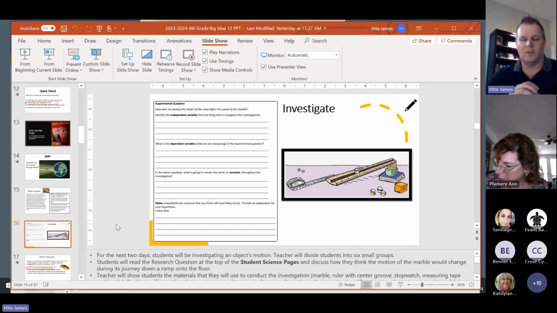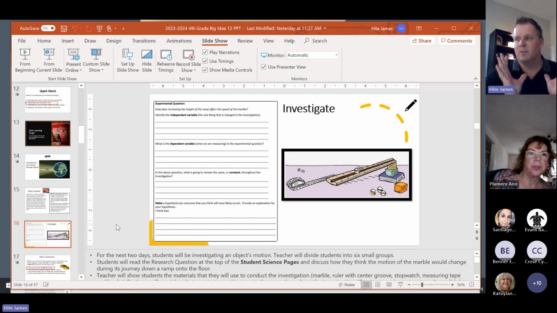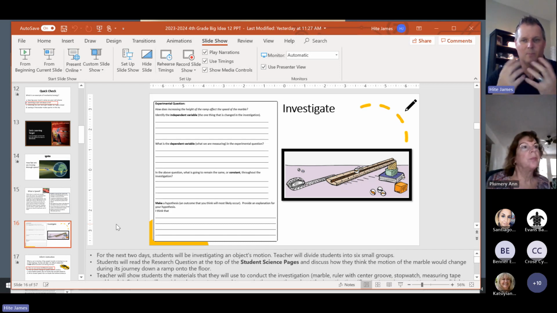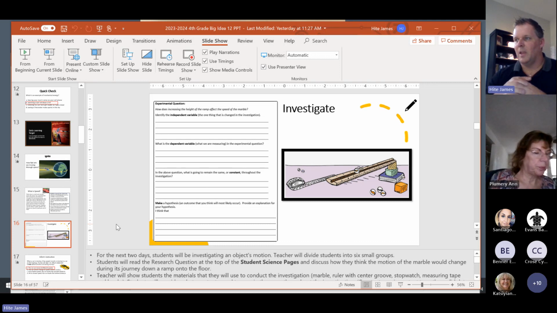In the past, it was always make 3 predictions. They're not going to be tested on the word hypothesis, but it is okay. They might see the word hypothesis. So can they just come up with one prediction, a hypothesis, what they think will happen? What's the most likely outcome? And they should provide a little bit of scientific information.